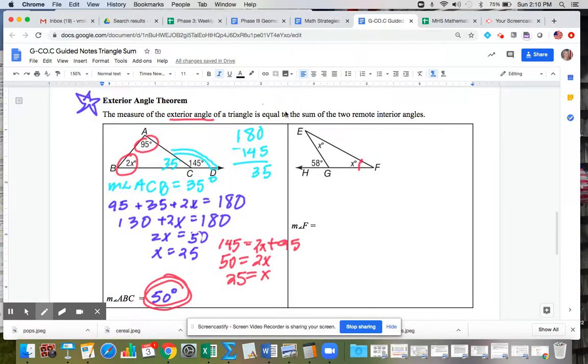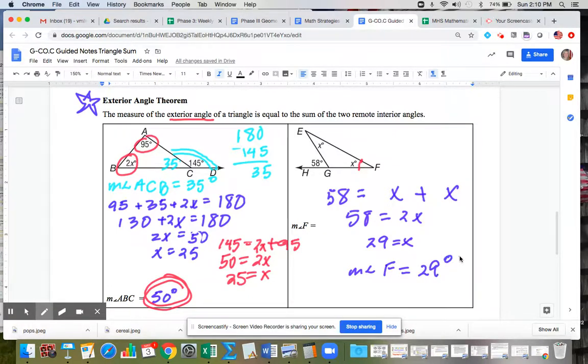Okay, so to apply the exterior angle theorem, it says that the measure of an exterior angle, in this case 58 degrees, is equal to the sum, right, adding, of two remote interior angles. So I'm going to add x plus x. So I get that 58 is equal to 2x. I'm going to divide both sides by 2. And I believe 58 divided by 2 is 29 degrees. Therefore, x is 29 degrees, so the measure of angle F is also 29 degrees by applying the exterior angle theorem.